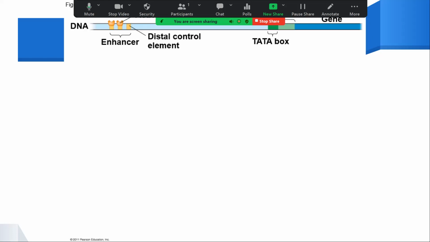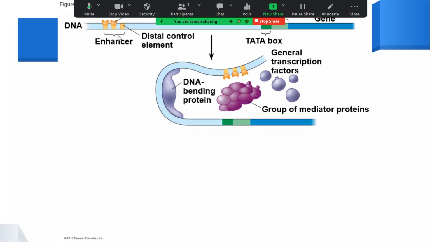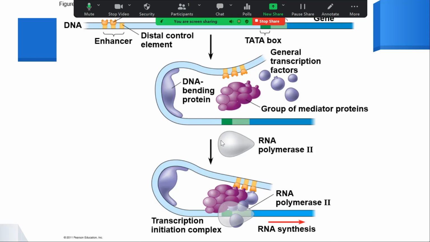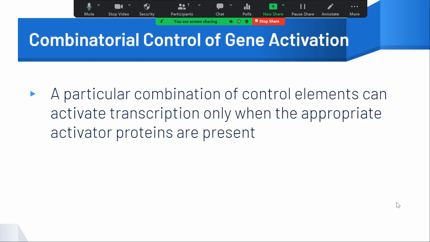So if we look at this picture here, our enhancer region is over here, and then that DNA molecule folds over, and that enhancer region is going to help those transcription factors bind on. So we've got these mediator proteins that help the transcription factors to connect, which then makes the RNA polymerase able to bind on and more efficiently do transcription, making the messenger RNA much faster.